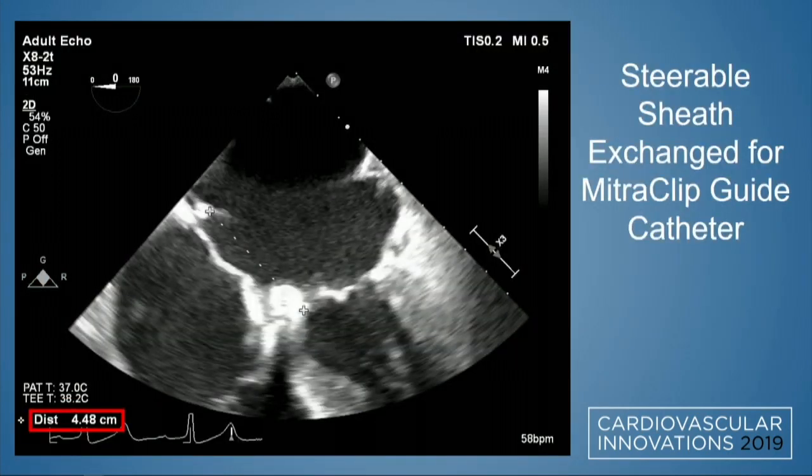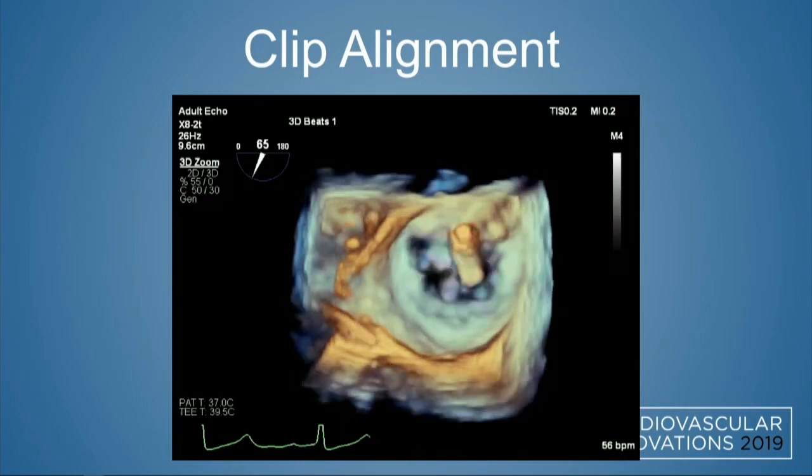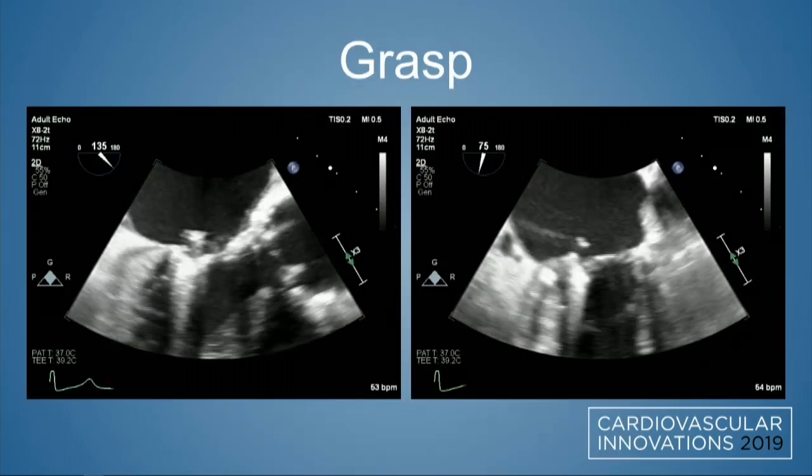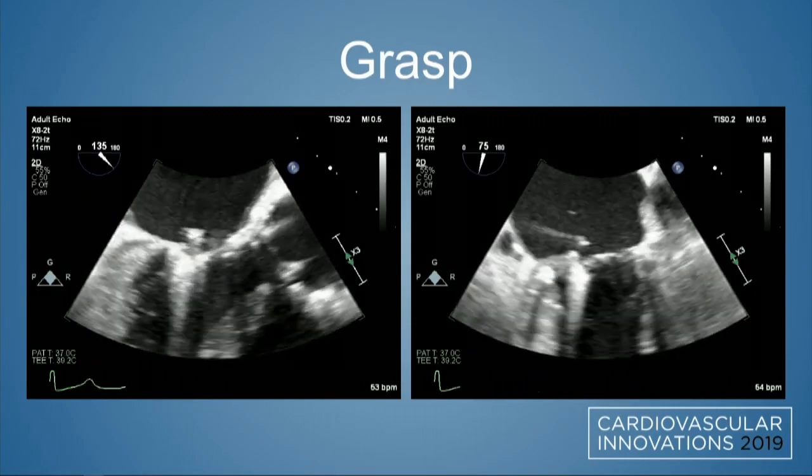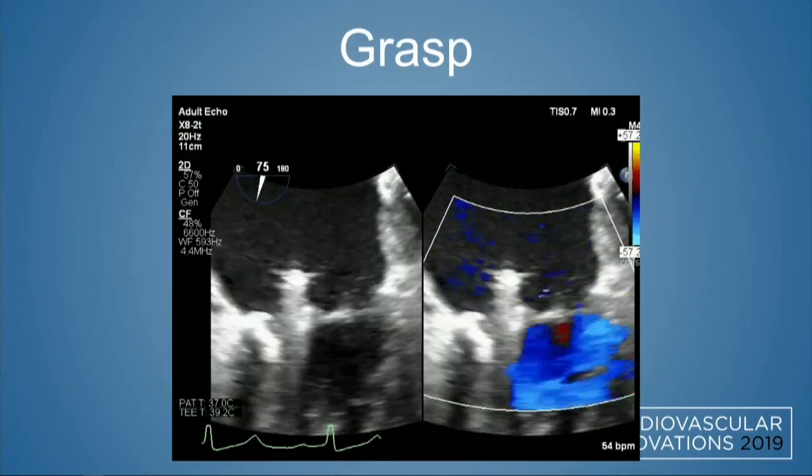So we then turn our attention to the mitral valve, the MR. We had good height on our transseptal, so we exchange out our Agilis for a MitraClip guide catheter. Go up with an NTR clip, which we position over that medial jet that we saw before. Achieve a nice grasp here and get a really nice reduction in our MR.